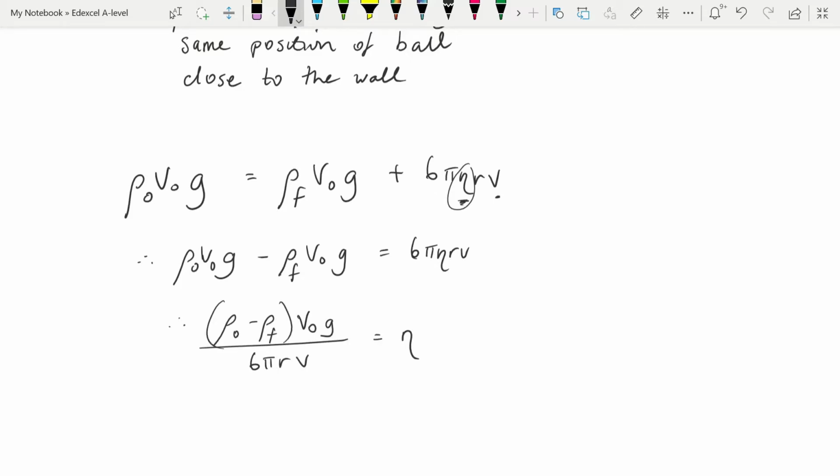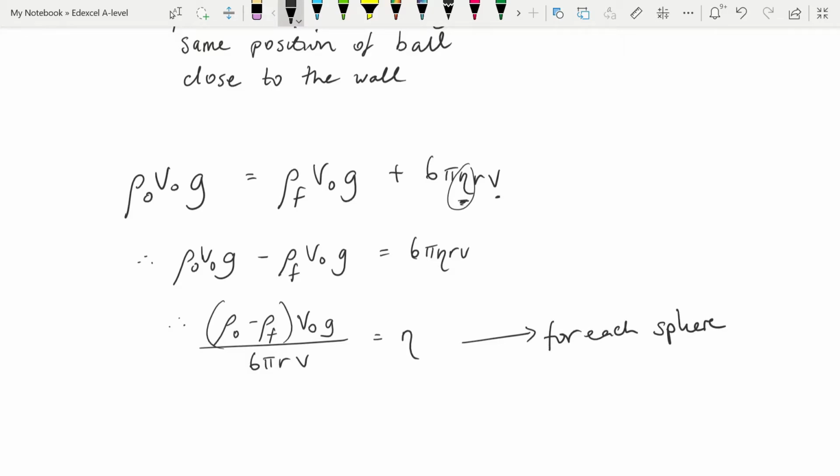There are a couple of other ways that you could do this. You don't have to calculate the volume of the sphere at the very start, and you can substitute 4 over 3 pi r cubed in for volumes here. It doesn't really matter which road you go down. I think it's just simpler to keep it this way. So now for each sphere that you do, remembering that you'll have possibly a different density, but certainly a different volume for each sphere and a different radius, you should get a value of eta, which is the viscosity of the fluid.